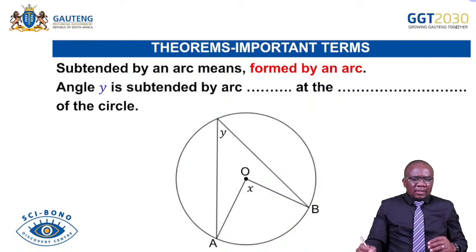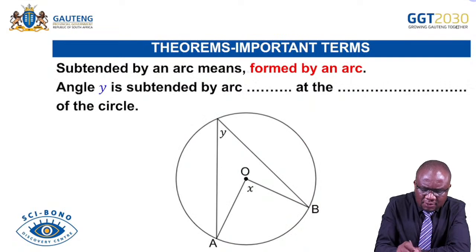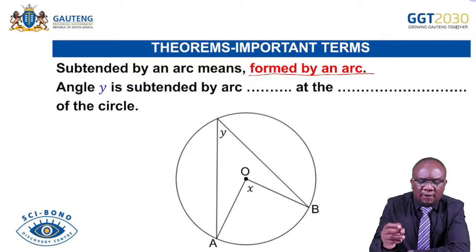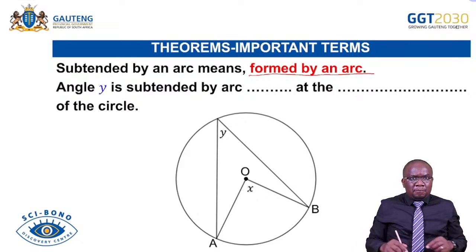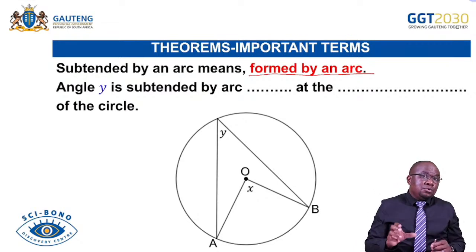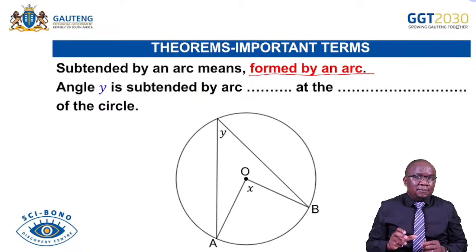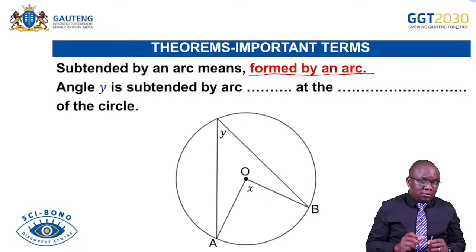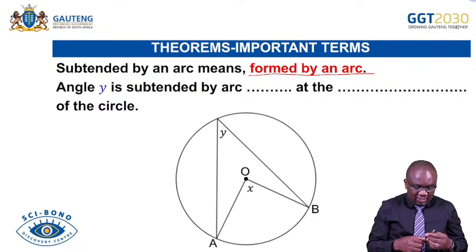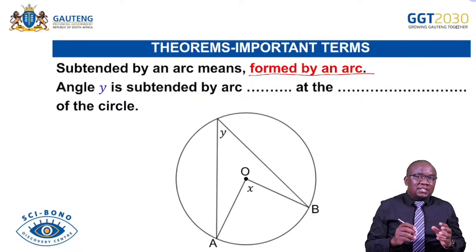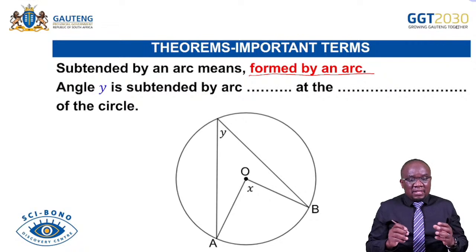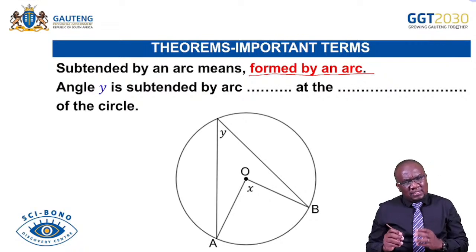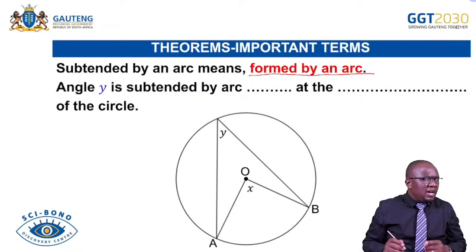Subtended by an arc means formed by an arc. An angle formed by an arc. You can even use your fingers in the examination. I'll show you how to use your fingers there to see an angle subtended at the circumference by an arc, and an angle subtended by the arc at what? At the center. Do you see now I'm bringing the term arc?